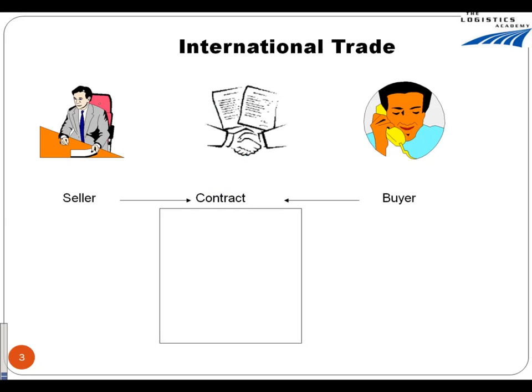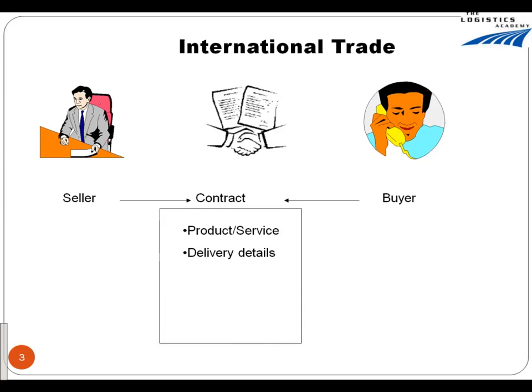The first topic is on international trade. Now, you know the world is a very globalized one, and there is a lot of trade going on between countries. So basically, when there is international trade, we are talking about two parties. One is a seller and the other one is a buyer. And between the two, they will have a document called the sales contract.